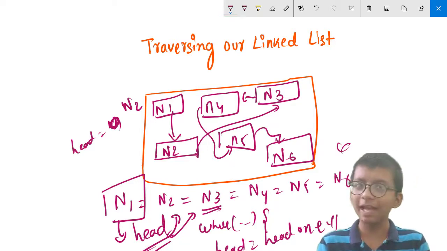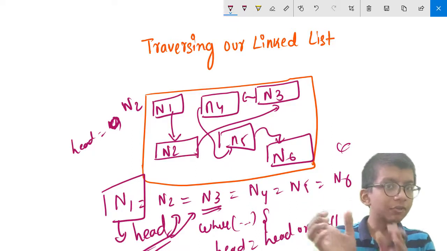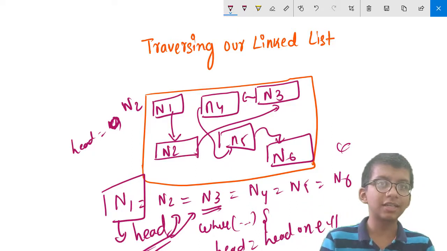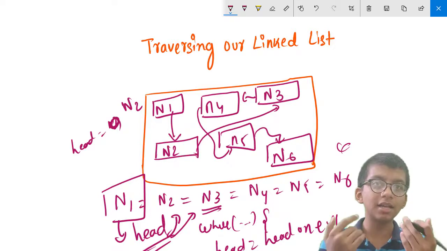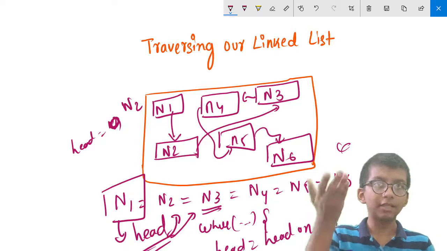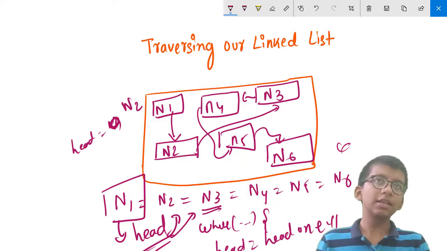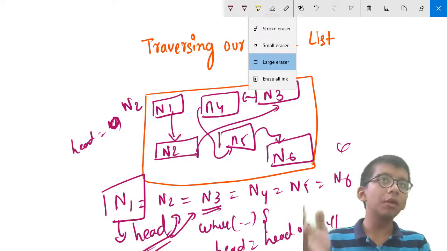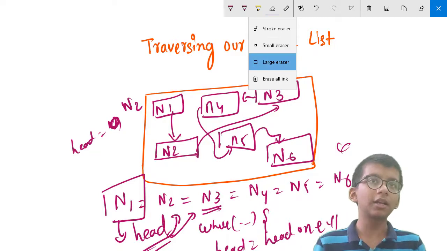This is our initial plan. We will write some condition, and we will traverse by head.next. We will print the data and then update the head. Now you may think, hey Ayush, what will be the condition?